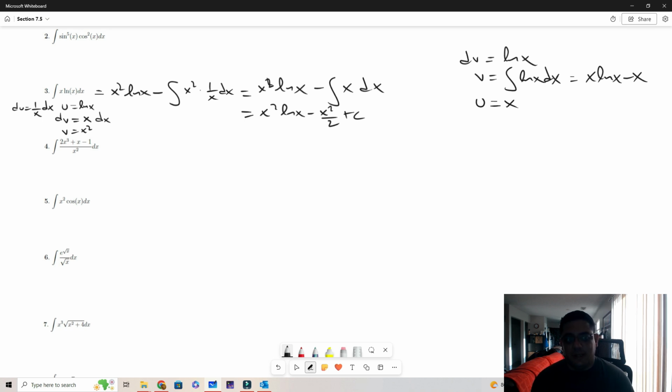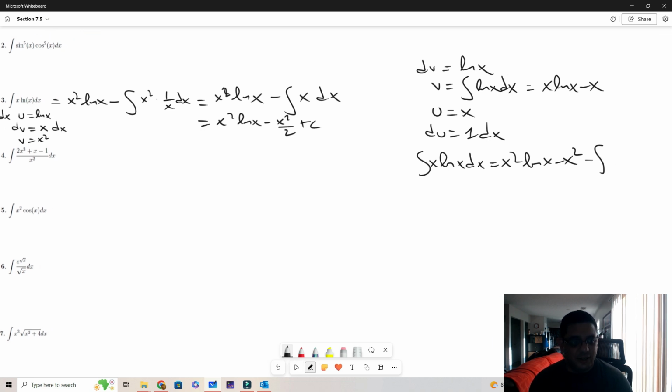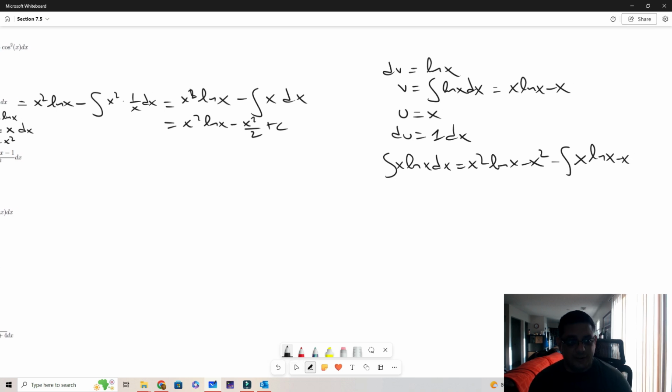So if you know this, or you're capable of doing this integral first, then sure, you can go, okay, so u is going to be x and du is 1 dx, and when you do the integral of x log of x, this is going to be u times v, so it's going to be x squared log of x minus x squared as well, and then minus the integral of v du. And so what happens here is, notice that you're going to have this integral here again, and this is much more complicated.